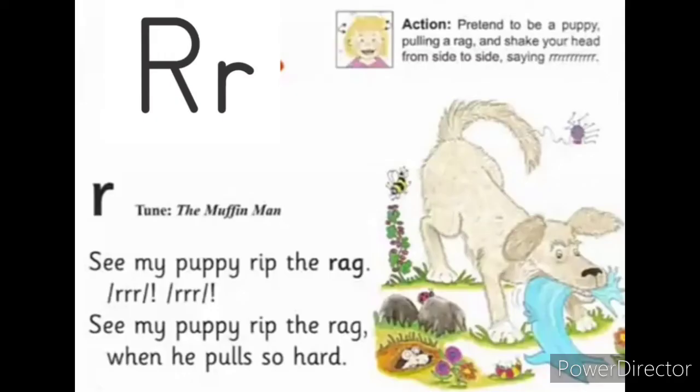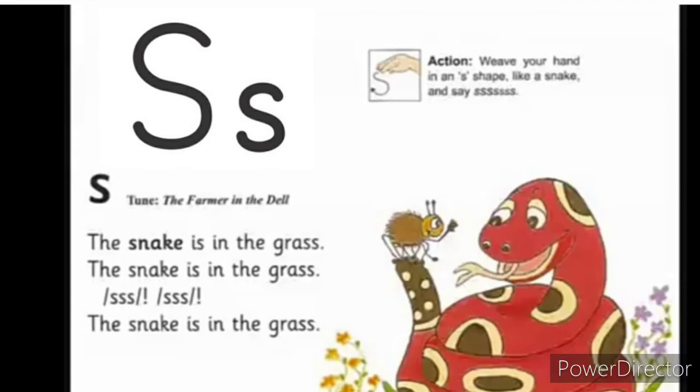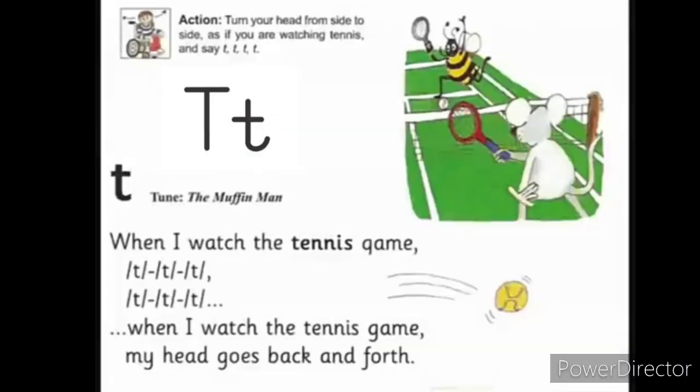This is alphabet R. See my puppy rip the rag when he pulls so hard. This is alphabet S. The snake is in the grass. Sss, sss. The snake is in the grass. This is alphabet T. When I watch the tennis game, my head goes back and forth.